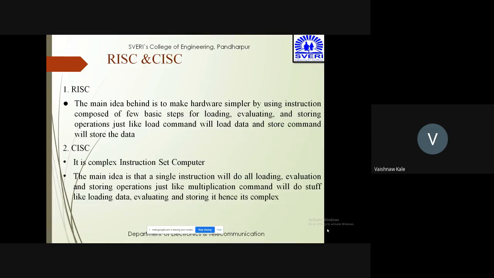Now let us see what RISC means. It is reduced instruction set computers. The main idea behind it is to make the hardware simpler by using instructions composed of a few basic steps like loading, evaluating, and storing operations.